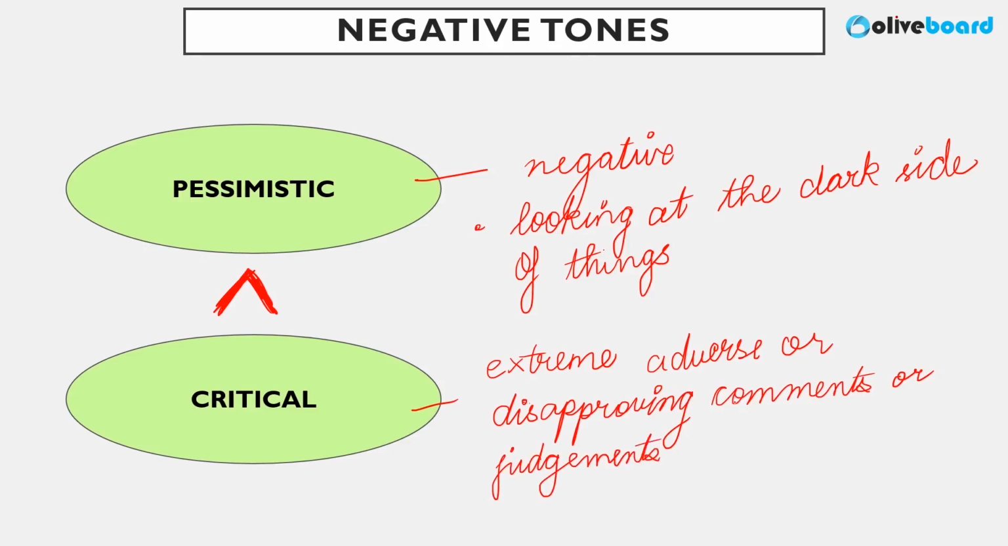This is critical. Basically you are talking about the faults, you are talking about reproving, it is censure. So you are not unfavorable, you are unsympathetic, you're finding faults. There's a lot of fault finding in critical tone. If in the passage the writer is finding faults in the subject, fault finding tone, judgmental tone, that will be critical, very critical. So simple negative, and this is extreme negative, which is critical tone.